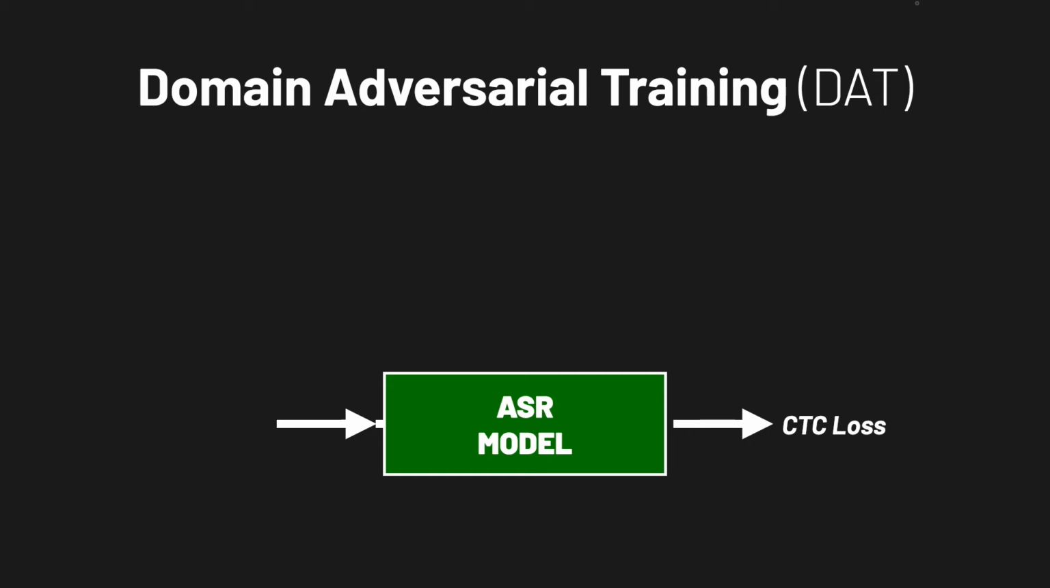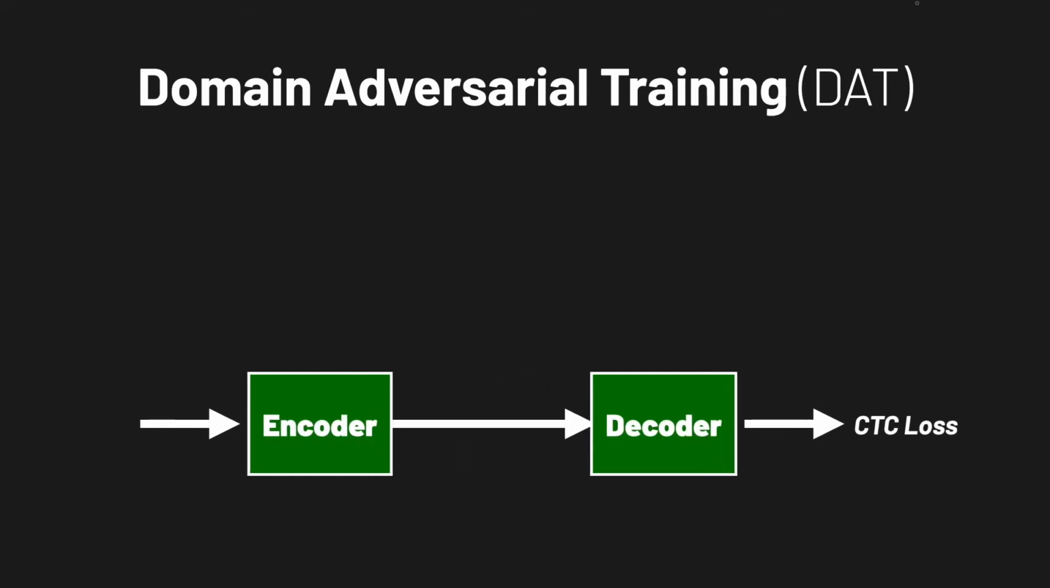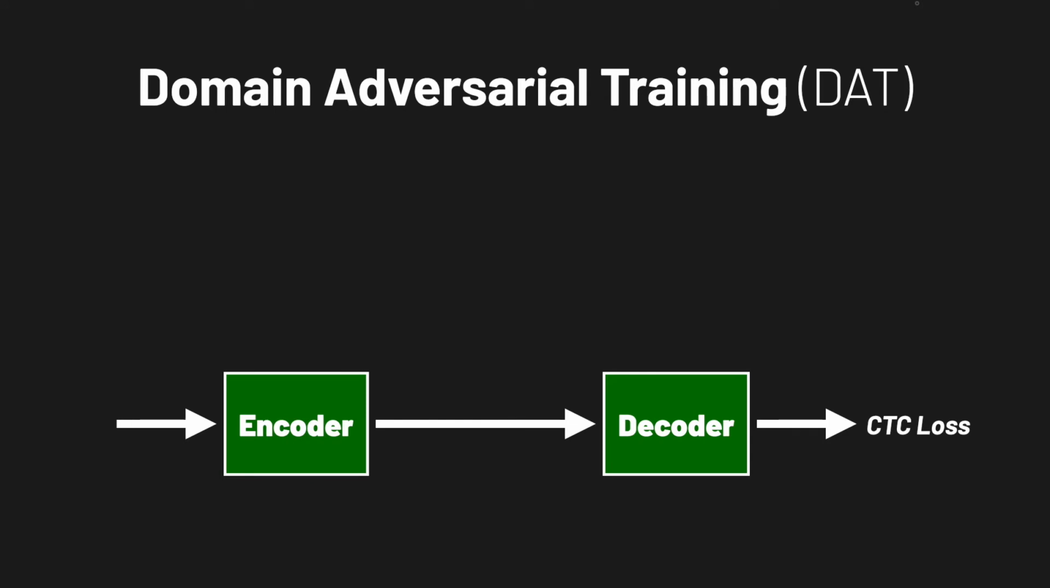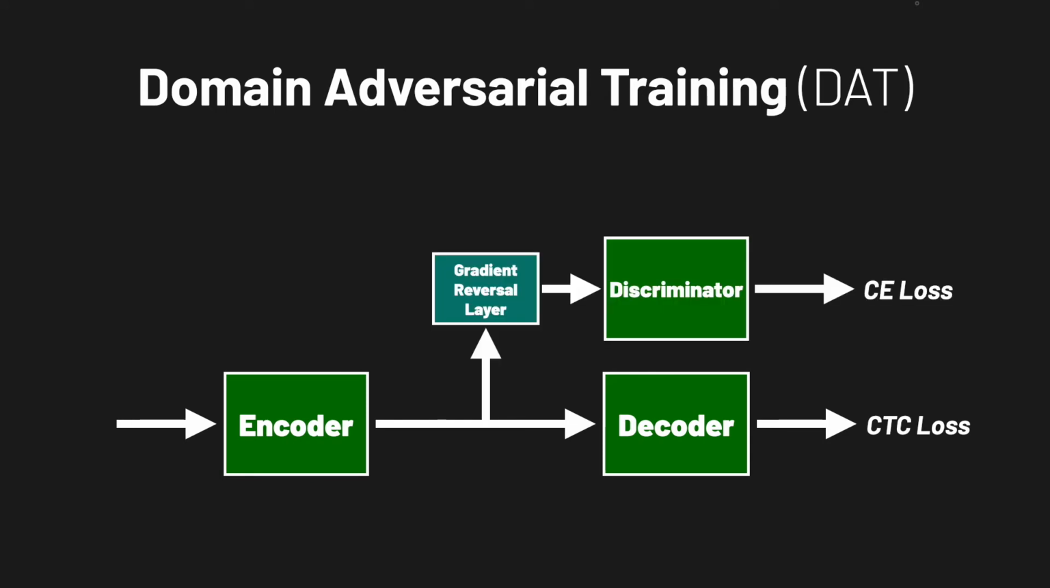Given an ASR model trained with CTC loss, the DAT technique breaks up the model into an encoder and decoder and injects a discriminator along with a gradient reversal layer. DAT aims to learn a domain-invariant intermediate embedding space. In other words, it adversarially trains the encoder to filter out any accent-specific signals.